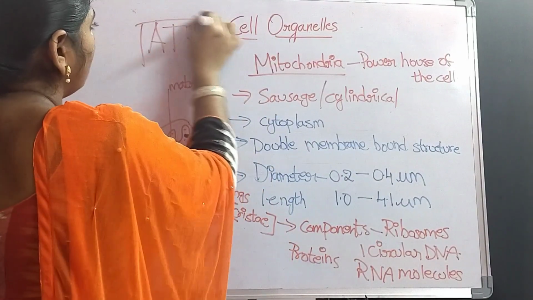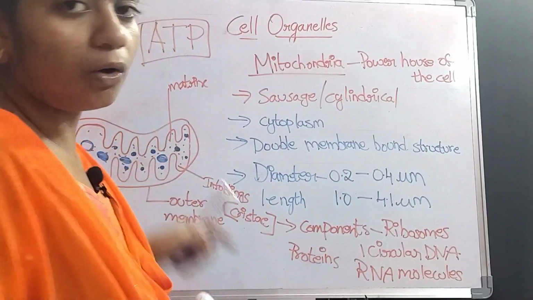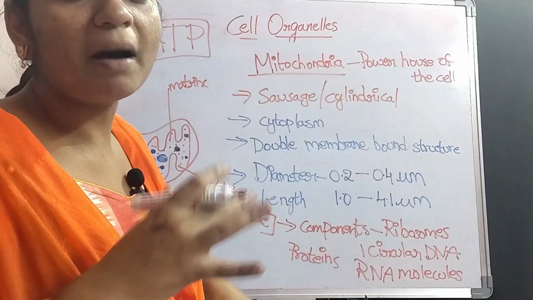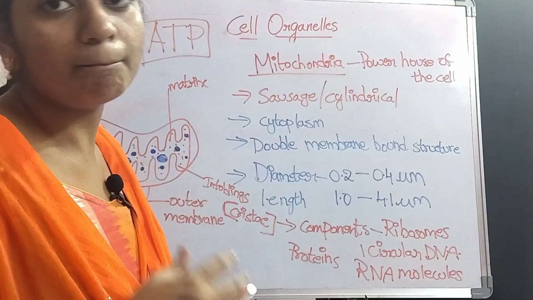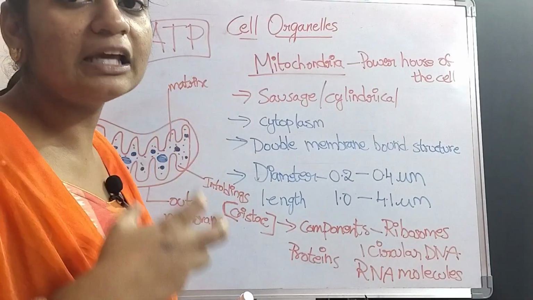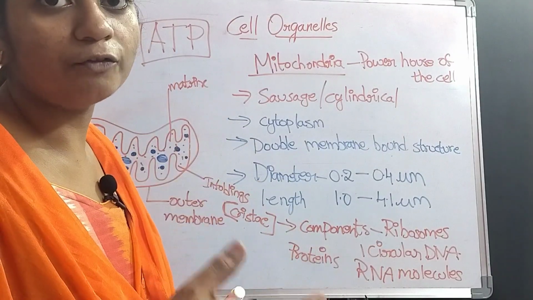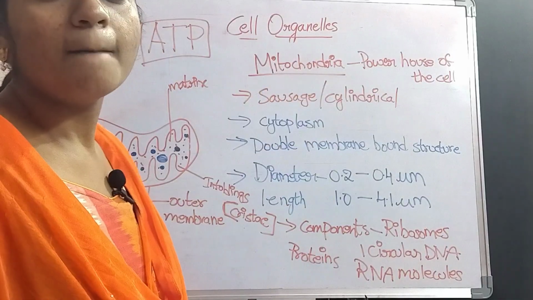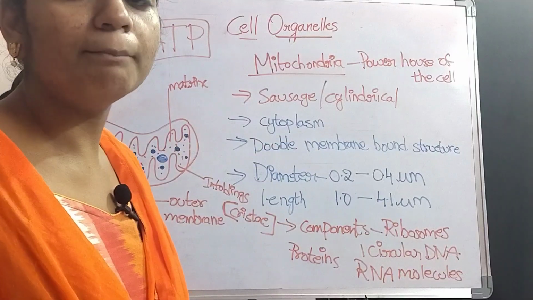So the energy is released through the mitochondria in the form of ATP. So it is called the powerhouse of the cell. Continuously ATP production happens in the mitochondria. If you want any type of energy, the mitochondria helps in the synthesis of energy in the form of ATP. That's why it is called the powerhouse of the cell. So this is about the complete structure and function of the mitochondria.